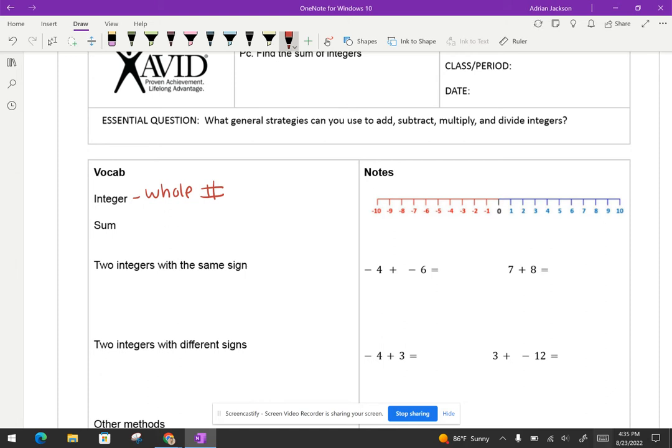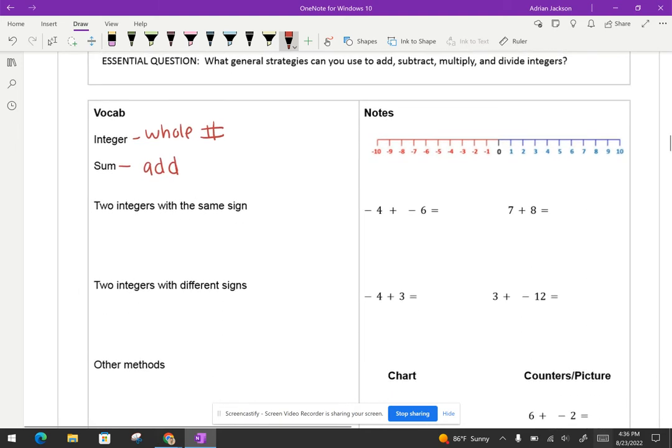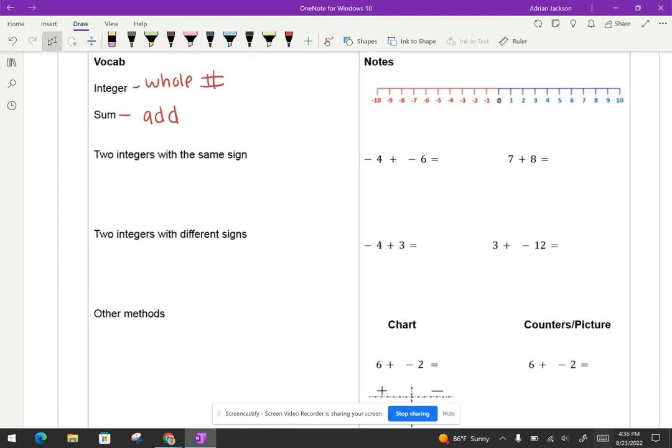Now, we're going to go over the definition of sum, which should be pretty easy for most of you, but if not, sum means that you are adding. So sum means to add. All right, we are going to be adding integers with the same sign. This means that they're both positive or they're both negative.